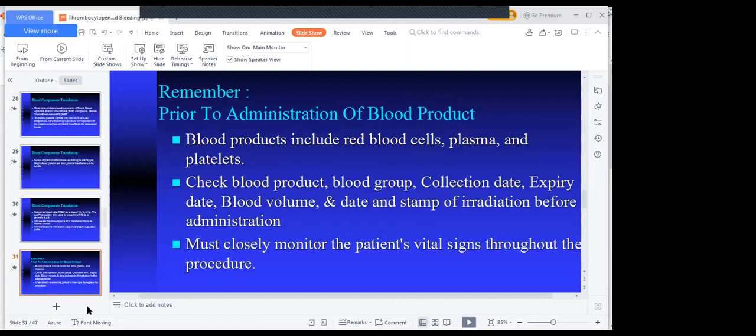Remember, nurses must be careful prior to the administration of blood products. Blood products include red blood cells, plasma, and platelets. Check the blood product, blood group, collection date, expiry date, blood volume, and date and status of irradiation before the administration. Must closely monitor the patient's vital signs throughout the procedure.